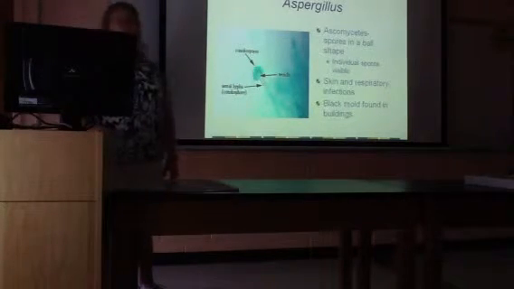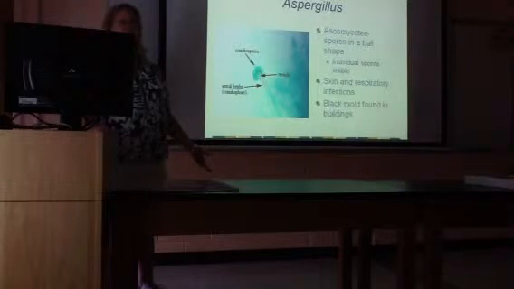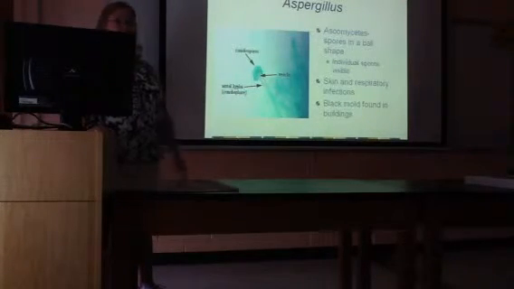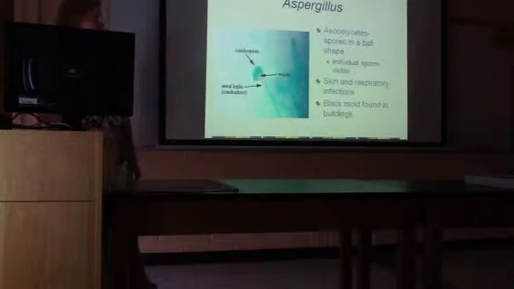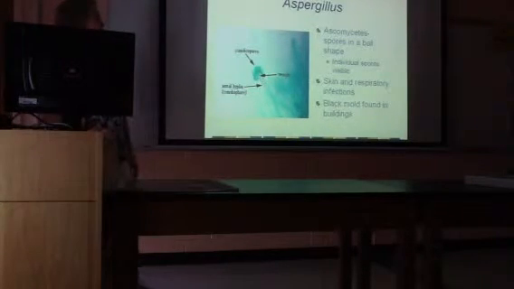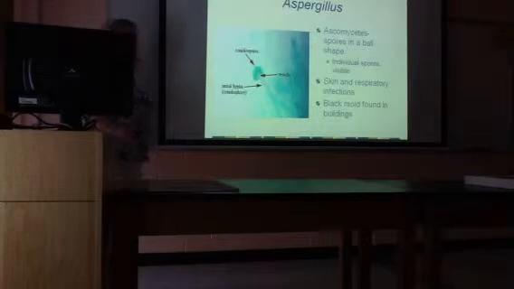The black mold in buildings that we're worried about after floods, like Katrina, going in and ripping out all the drywall out of everything, Aspergillus is usually that mold that's the problem. Depending on which slide you get, sometimes Aspergillus and Rhizopus look similar to each other.